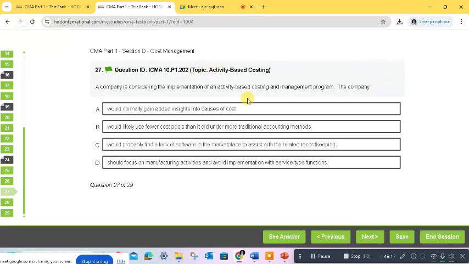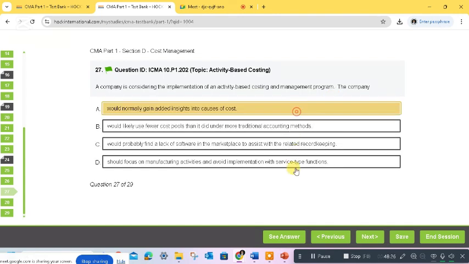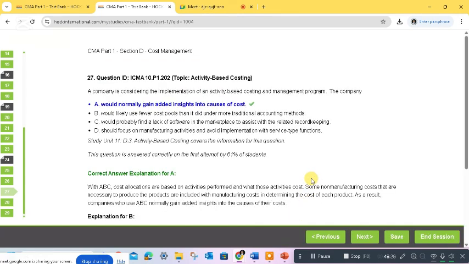A company is considering the implementation of ABC and management program. The company would normally gain added insights into causes of cost. The cost drivers, we are getting more details, right? If it is traditional costing, we don't get that much of detail. In ABC, you are getting so much more information, which managers will be able to understand, okay, what factors are causing the costs. So point A.